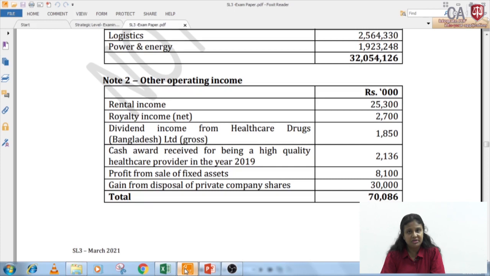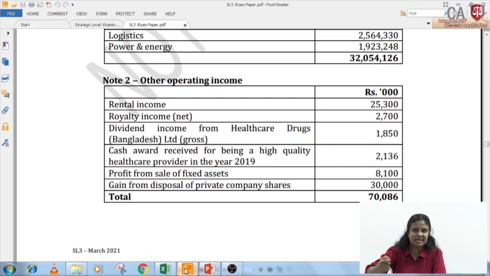Profit on sale of the fixed asset, anyway accounting profit should be disallowed, that means it should be removed from the profit before tax. Gain on disposal of private company shares, this is accounting gain on the disposal of private company shares, the 30,000, it should be removed and you have to calculate it separately.